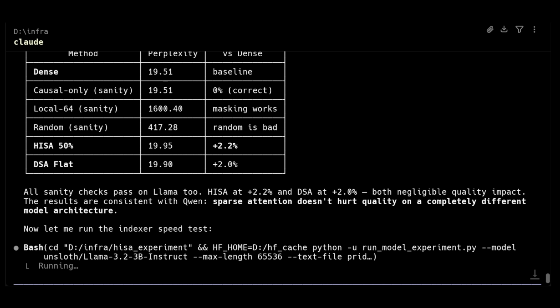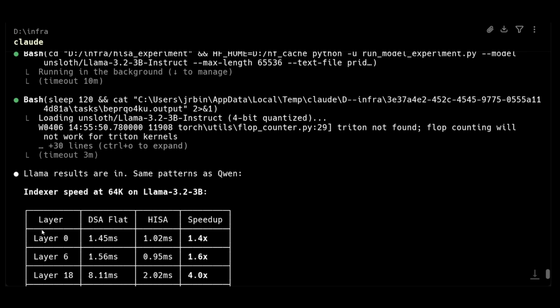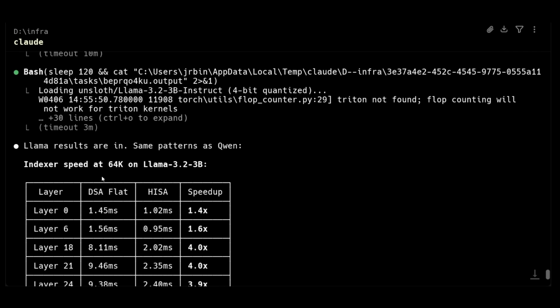So now we're going to run the speed test to see how fast it has gotten. Because it's not really meant to improve quality, the key here is to improve speed. Okay, we got our results back. Took a little while, but the Llama results are in. It's the same patterns that we saw with Qwen.